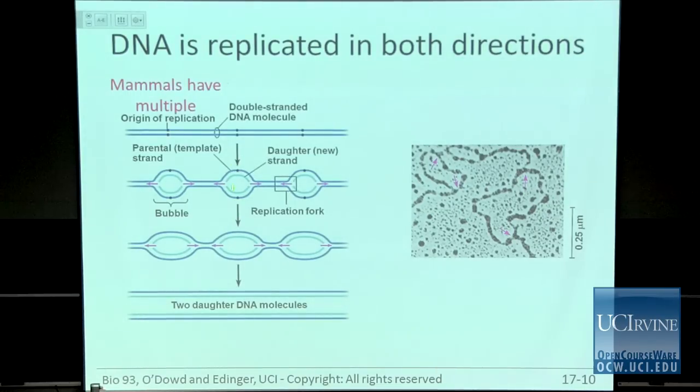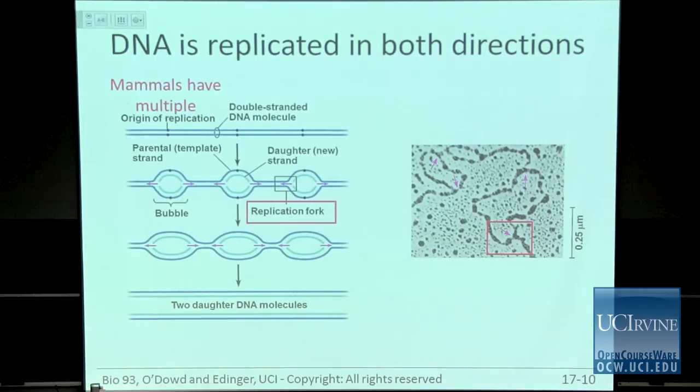So the origin was here in the middle. The replication fork is here. That's where the two strands are coming apart. The fork is the branch. So you can see here, this is a real piece of DNA. The origin would be in the middle here where the bubble first opened up, and then there's two forks. This one is opening up in this direction, and this one is opening up in this direction, and you can in fact see another origin, all in the same piece of DNA.